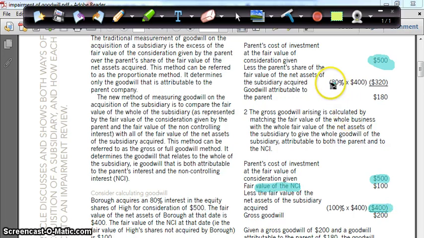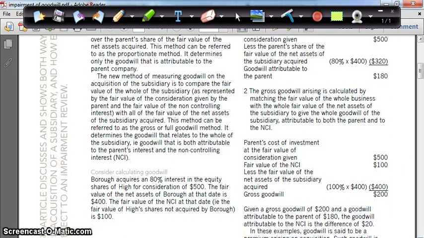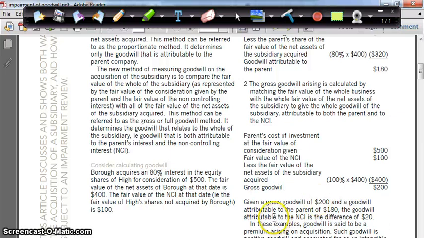So the difference on this line is that in the proportionate method we took 80% of this because we were only calculating the goodwill attributable to the parent, but here we're taking 100% of the net assets. This has given us gross goodwill of $200. This can then be split as to what is attributable to the parent and what is attributable to the NCI. And we can see here that it is $180 to the parent and then $20 to the NCI.